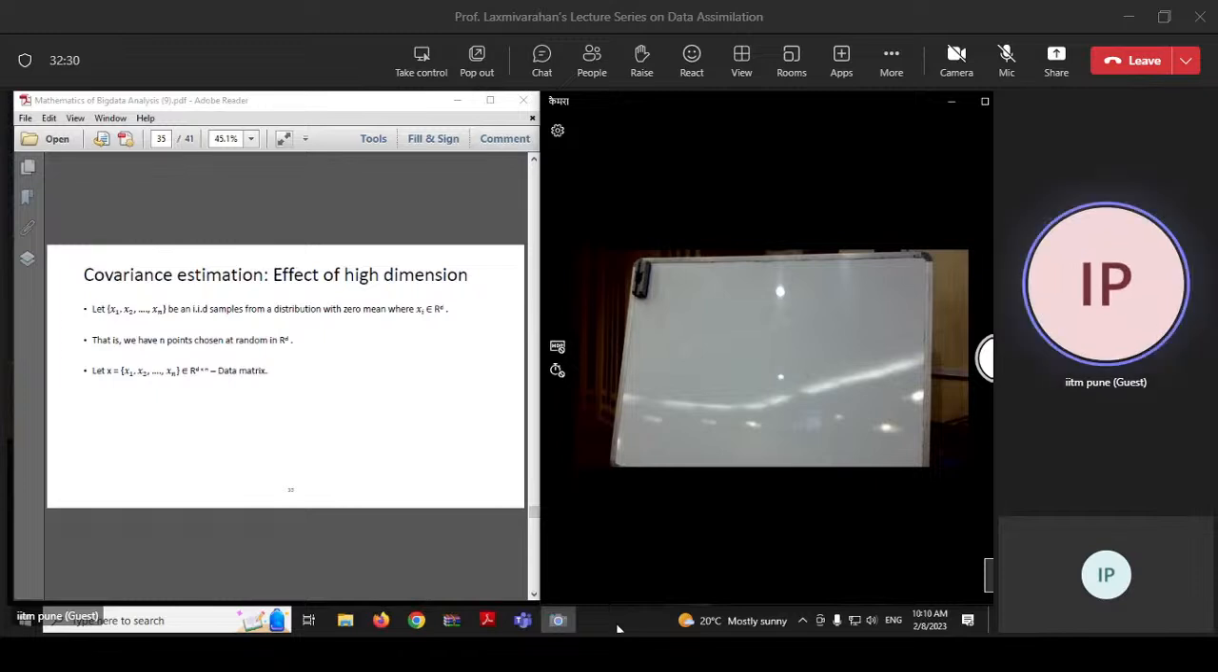Today I'm going to start with the concept of covariance estimation in very high dimension. This is of extreme importance to those of you who are working in or planning to work on ensemble analysis. It tells you what could be the pitfalls in computing the covariance when the vectors are very large and the number of data items I don't have very many. And that's exactly what happens in ensemble analysis.